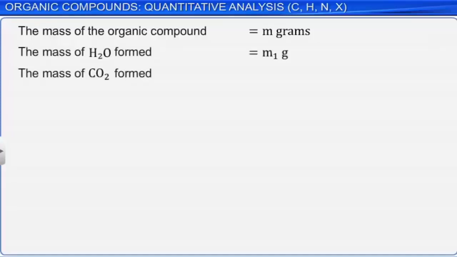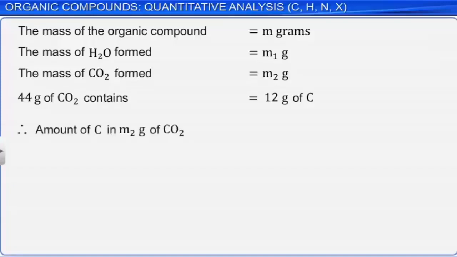respectively. We know that 44 grams of carbon dioxide contains 12 grams of carbon. Therefore, the carbon content in m2 grams of carbon dioxide may be calculated as 12 multiplied by m2 divided by 44.